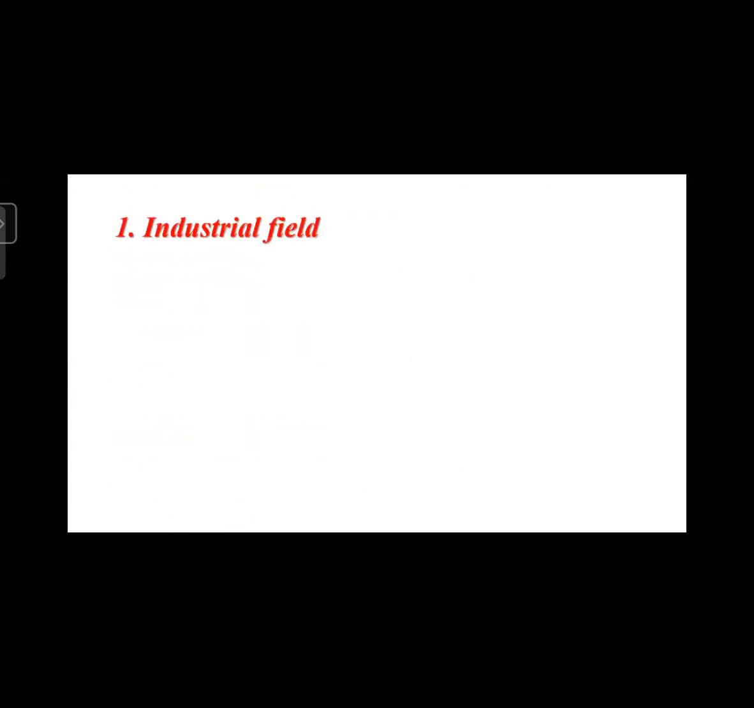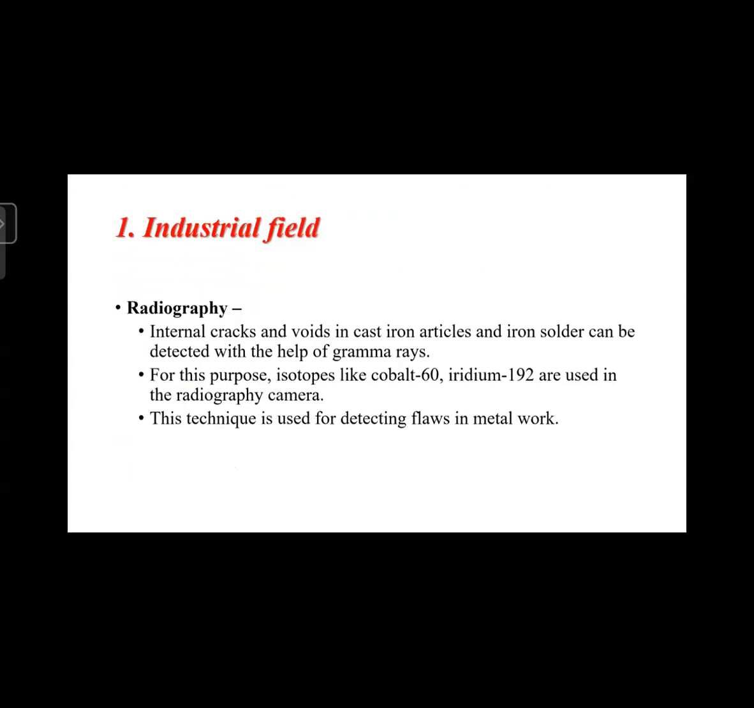Now we see it in detail. First, the industrial field, radiography. The internal cracks and voids in cast iron articles and iron solders can be detected with the help of gamma rays. For this purpose, isotopes like cobalt 60 and iridium 192 are used in the radiography camera, and this technique is used for detecting flaws in metal.